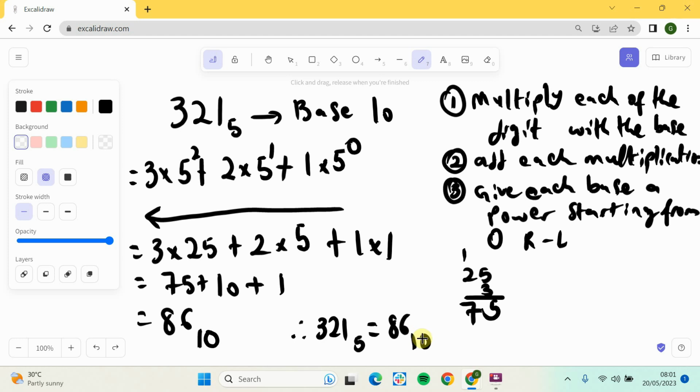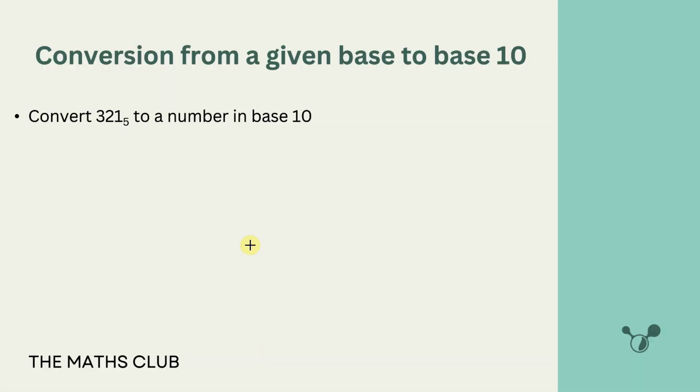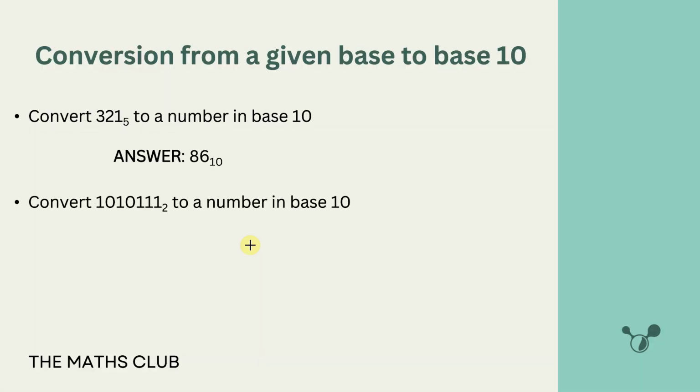So the steps are already highlighted. Multiply each of the digits with the base, add each of the multiplications, and give each base a power starting from 0 from the right to the left. Then you simplify, and the value that you get is your answer in base 10. Let's see if what we did is correct. Great. Look at our answer, 86 base 10.